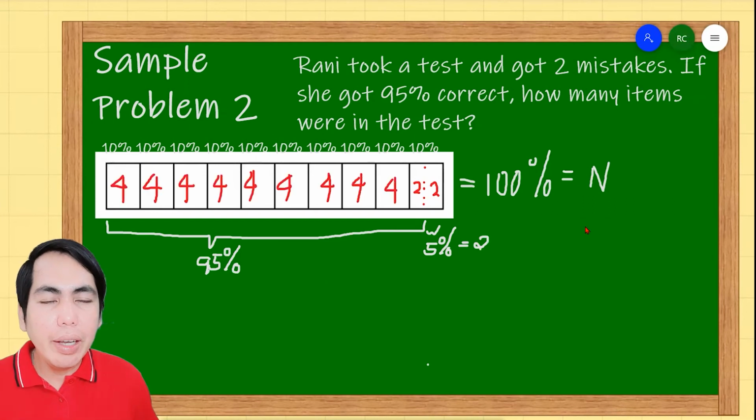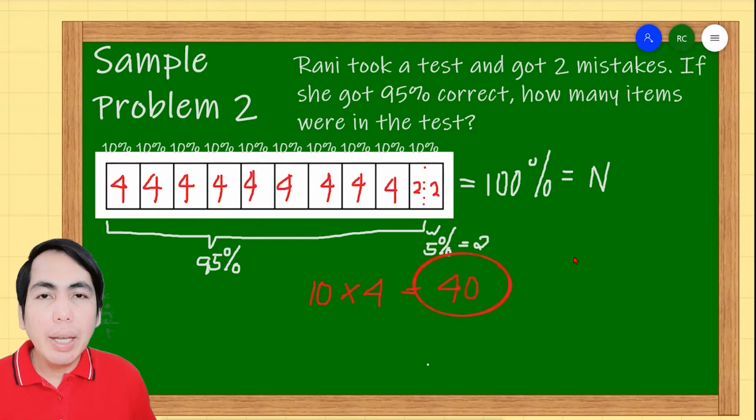Therefore, to get the value of n, or the total items of the test, we have to multiply 10 units times 4 per unit to give us 40. So therefore, the total items of the test is 40.